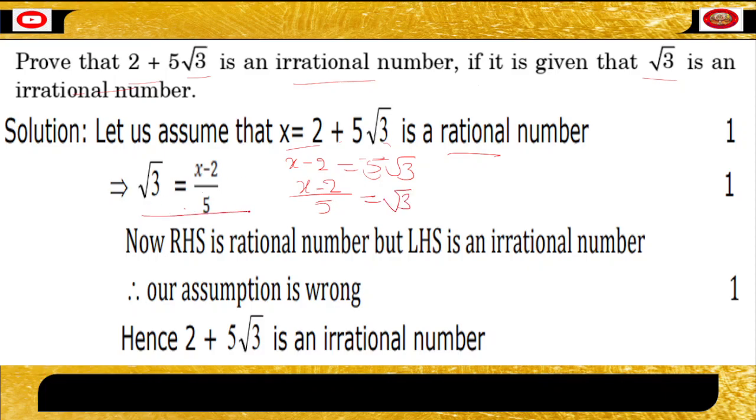That is written here. X equal to a. Root 3 is equal to x minus 2 divided by 5. Now, RHS is a rational number. LHS is an irrational number. Our assumption is wrong. Hence, 2 plus 5 root 3 is an irrational number. Understand, students? These are all the most important questions. If you learn these questions, in your exam you can do it easily.